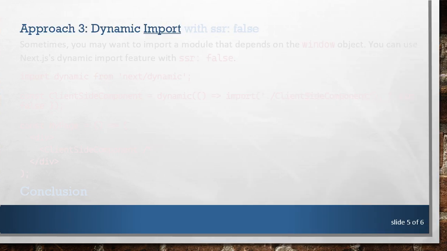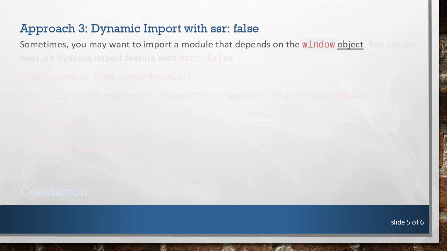Approach 3: Dynamic import with SSR false. Sometimes, you may want to import a module that depends on the window object. You can use Next.js's dynamic import feature with SSR false.